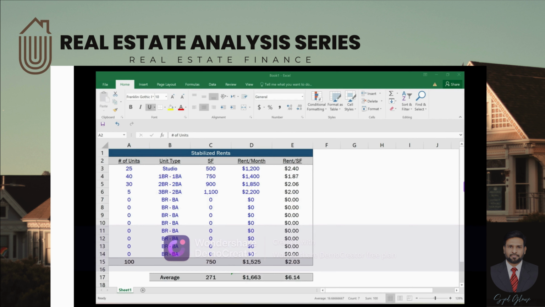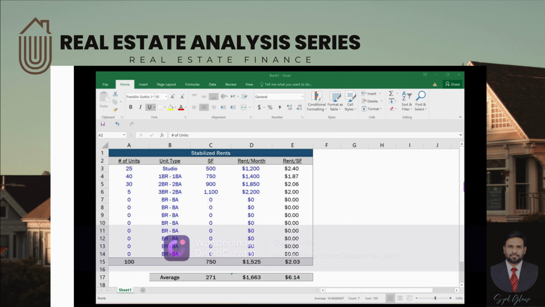First, let's look at the table. This table represents stabilized rent for a rented property with different unit types. Stabilized rent means the expected rental income once the property is fully leased and operating normally. Here is what we have got: the number of units for each type, that's 100 units total, with some blank rows for future use.